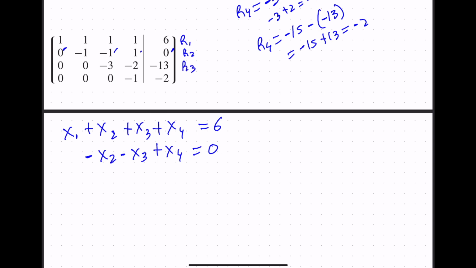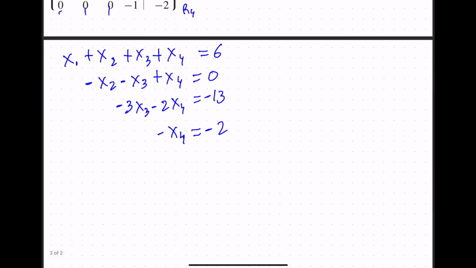Now R3, which is row 3. There's no x1 or x2, but we have a minus 3x3 minus 2x4 equal to negative 13. And then the last one, which is row 4, we don't have x1, x2, or x3, but we have a minus x4 equal to negative 2.